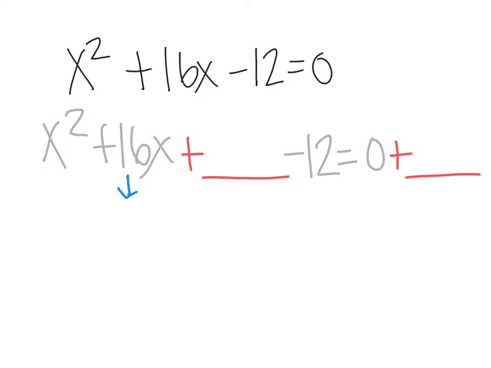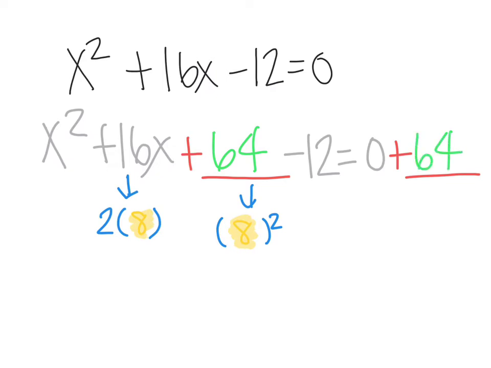So 16 is going to be 2 times 8. That means that my other blank, my red blank, has to be 8 squared. Remember that whatever number you get here is always the same number that you use here to square. And 8 squared is going to be, I'm sorry, 64. If I add 64 on the left side, I have to add 64 on the right side as well.